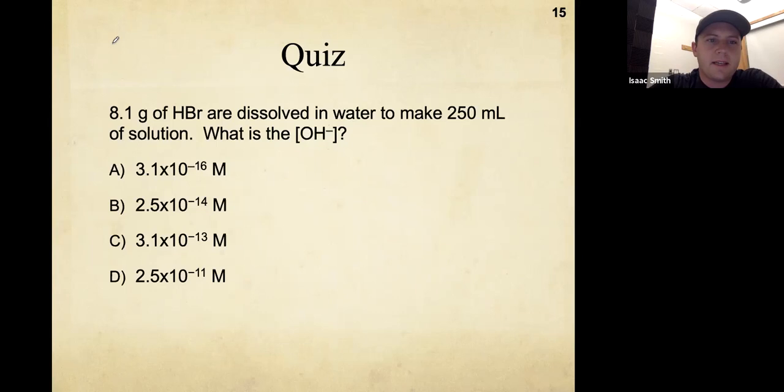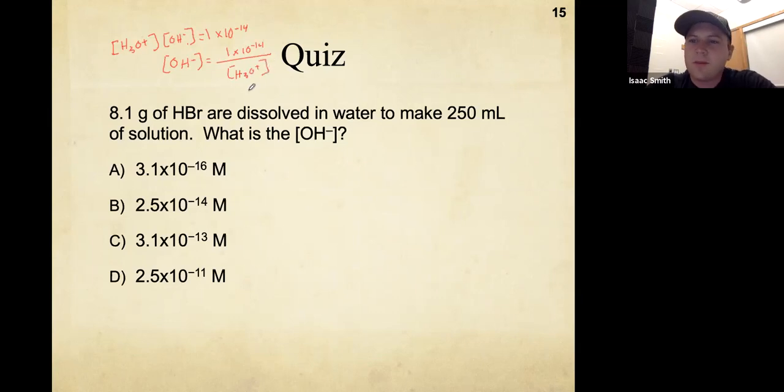So we can take hydronium concentration times the hydroxide concentration. That's going to equal 1 times 10 to the negative 14. If we solve for hydroxide concentration, that's going to be 1 times 10 to the negative 14 over the hydronium. Okay. If we only knew hydronium, we could figure this question out, right? Because then we could figure out OH minus. Well, we're not given anything about hydronium in this question. So we're going to have to take a step back and see what's happening.